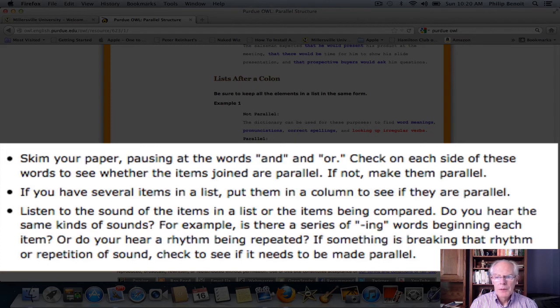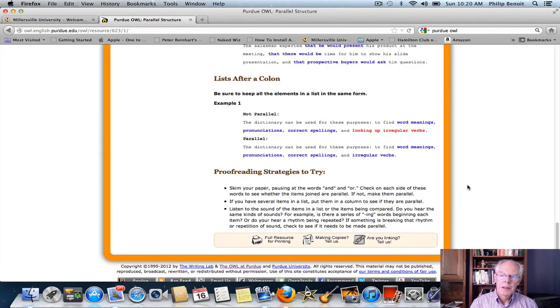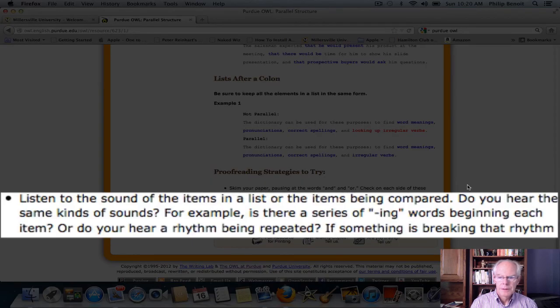So skim your paper, look at words like "and" and "or," make sure that the items on either side of those are parallel, and if not, make them parallel. And if you have several items on a list, make sure they are parallel. You can put them in a column, it says here. And listen to the sound of the items in a list, or the items being compared. Do you hear the same kinds of sounds?